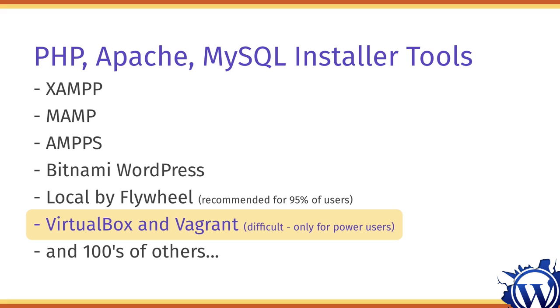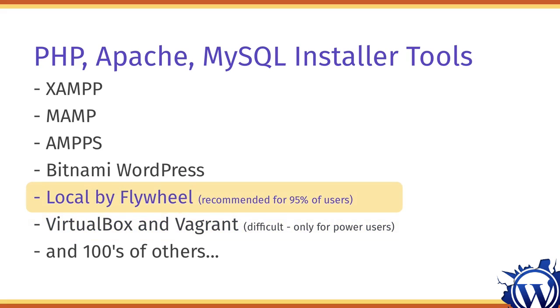It is indeed the tool that the creators of WordPress itself use on their computers. But for most people, I don't recommend it because there's a lot that can go wrong and you can waste a lot of time just troubleshooting. If you are interested in VirtualBox and Vagrant, stick around until the very end of this video, and I will show you how to get started. Okay, but for 95% of us, right now, let's go install Local by Flywheel.